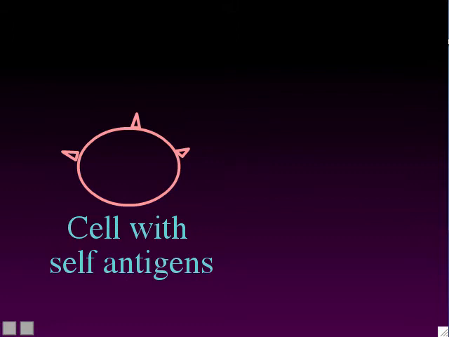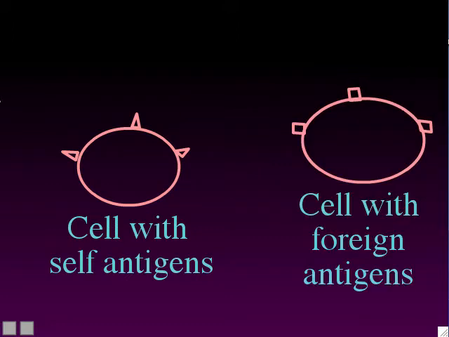And so when the immune system sees that a cell has self-antigens on it, the immune system knows that's your own cell, and so the immune system does not attack cells that have self-antigens. But now let's say some other cell, a pathogen like a bacteria, has gotten inside your body. Well, that pathogen still has antigens.